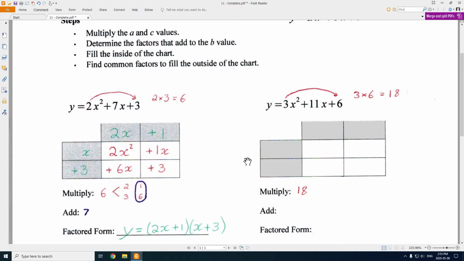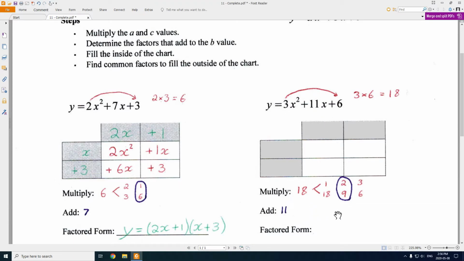Okay. So you're going to write down all the possibilities of numbers that multiply to 18. 1 times 18, 2 times 9, 3 times 6. You could even have negatives in there, but I don't think we'll need them. Right, -3 times -6. Write down as many as you can think of, and we're going to choose the ones that add to the middle number. Add to 11.